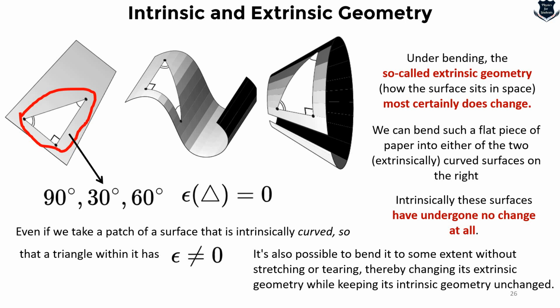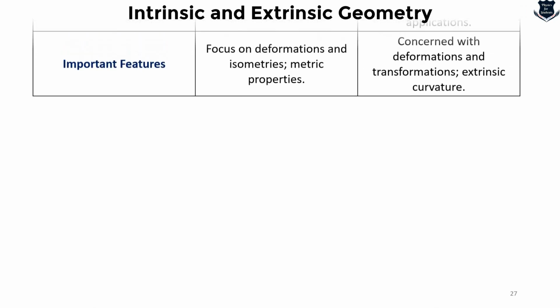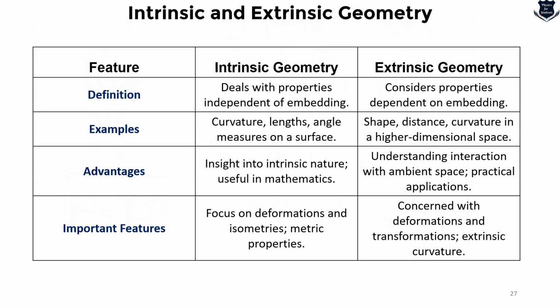So here are a few of the significant points of intrinsic and extrinsic geometry. As far as the definition is concerned, intrinsic deals with properties independent of embedding, while extrinsic considers properties dependent on embedding. Examples of intrinsic are curvature, lengths, angles, etc. Here for extrinsic it is shape and distance in higher dimension. Advantages: intrinsic gives insight into the inherent nature, is very useful in mathematics, and its focus is on deformation, etc. Extrinsic would be understanding interaction with ambient space, is practical, and concerns deformation, transformation, extrinsic curvature, etc.